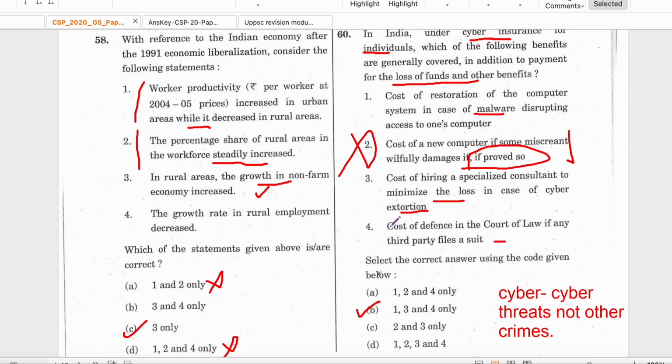In rural areas, the growth in non-farm economy increased. Non-farm economy means what? It can be fisheries, it can be cattle, etc. So something which is not really crops. You are farming and you are moving towards these allied sectors, non-farm sectors.